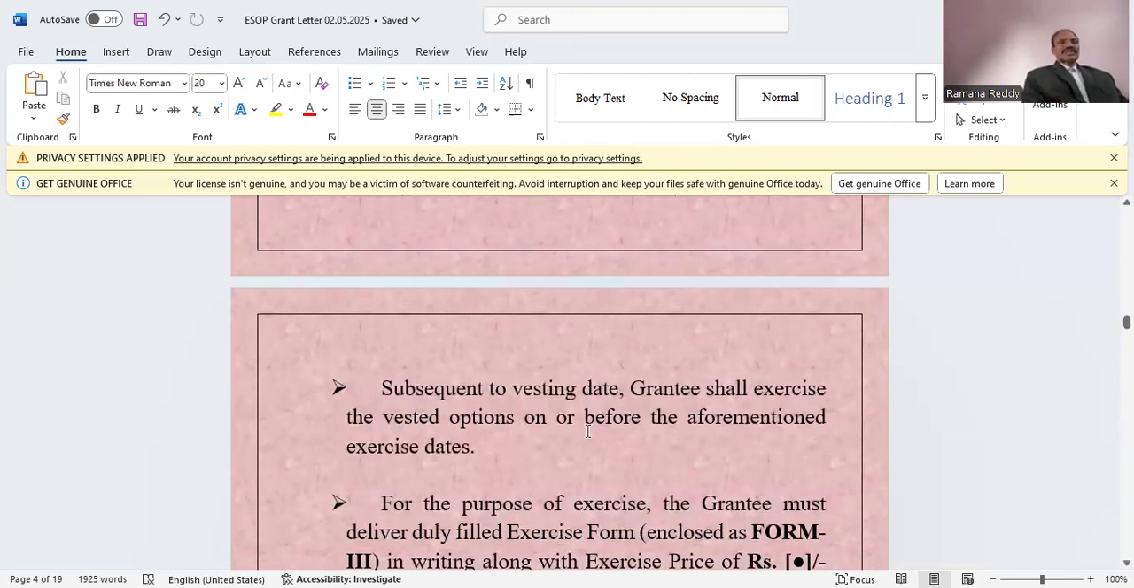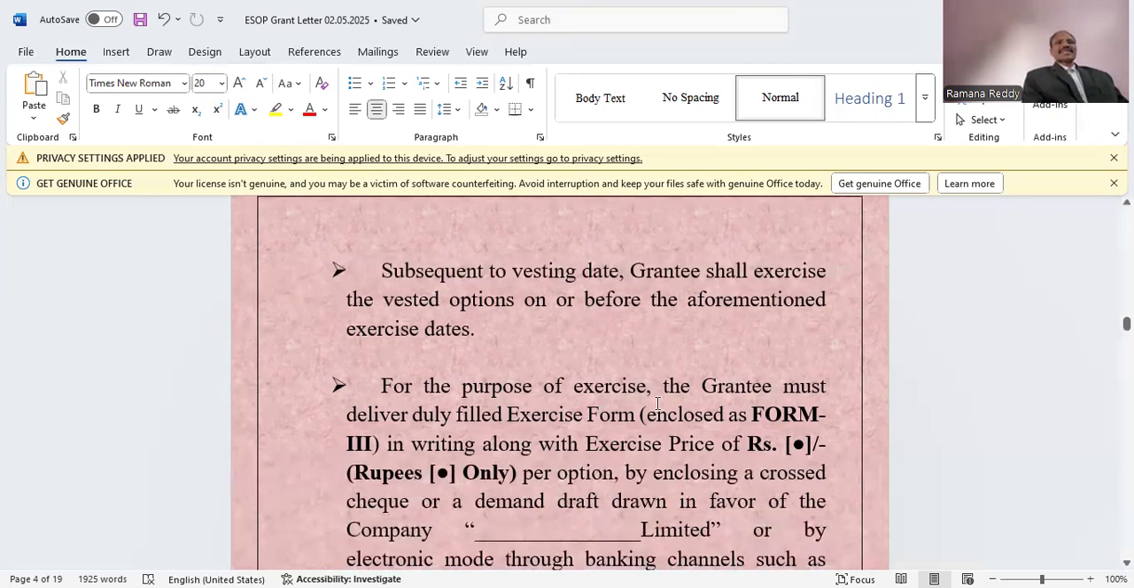Subsequent to vesting date, once the options are vested, so first 30% in the example I said 1st June 2026. So the grantee shall exercise the vested options. He can exercise as per his money availability and on or before the aforementioned exercise date. So exercise commencement date is a vesting starting date. So then he will be given 2 years time maximum. So during that time, as per his availability of the money, he can exercise. Once he exercise, he will get all the rights, voting rights, he will get dividend rights, he will get. For the purpose of exercise, the grantee must deliver duly filled exercise form.